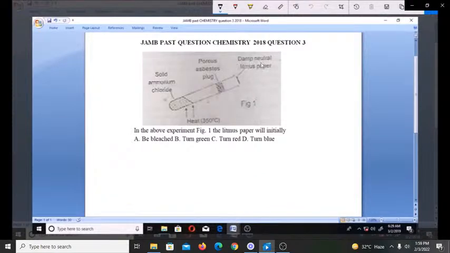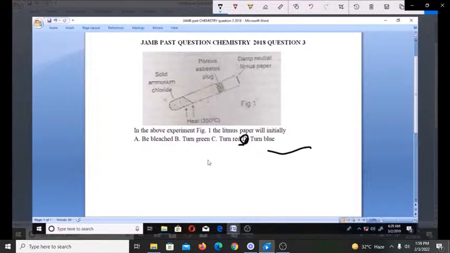This is actually a damp neutral litmus paper. It's placed on top of this tube, and this is a porous asbestos plug. And right inside this tube we will have solid ammonium chloride, and it is being heated to a temperature of 350 degrees Celsius. So when you heat this ammonium chloride to this temperature, it will release ammonia gas. So what will ammonia gas do to a damp neutral litmus paper? Ammonia gas, you know, is an alkaline gas, so it will naturally turn the neutral litmus paper to blue.